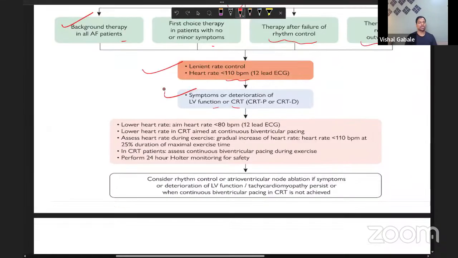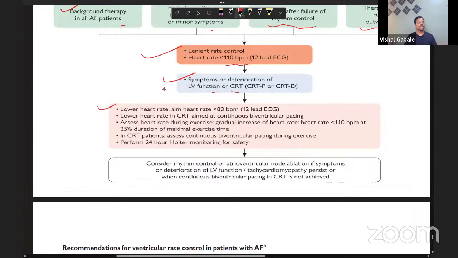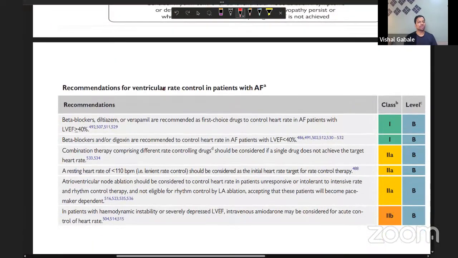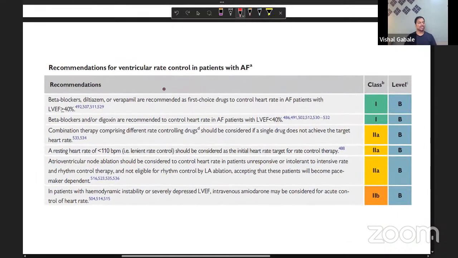Exactly, non-DHP. Okay, so here targets are according to this. All right, so this is about the rate control, and here you can see which drug should be used. So beta blockers, this is the same, verapamil are recommended first line drugs. Okay, that is class 1A recommendation, sorry, 1B recommendation.